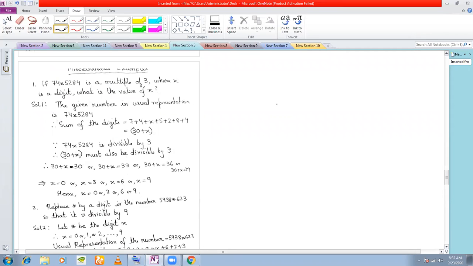Okay, if you see the first example here, the question is: if 74x5284 is a multiple of 3. Multiple of 3 means what? Can anyone say what you mean by multiple of 3?